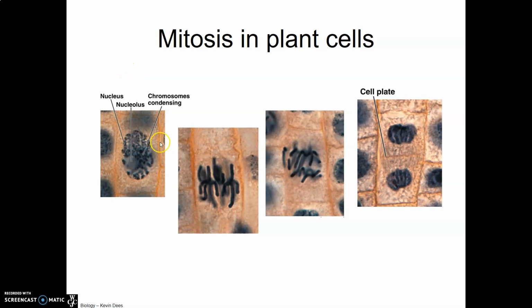Now, in this particular portion, we can see that the nuclear envelope has already begun to erode, and our chromosomes are forming as the chromatin condenses to form the short condensed chromosomes. We can see the nucleolus is disappearing, so this is a plant cell that is in prophase.